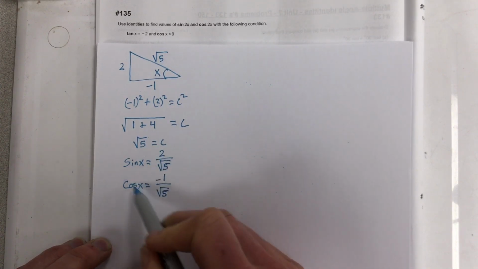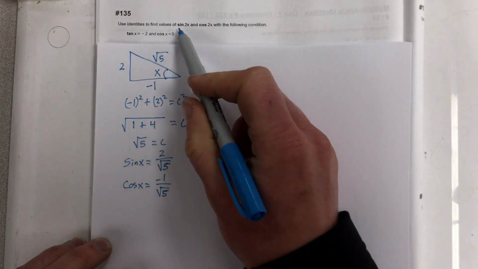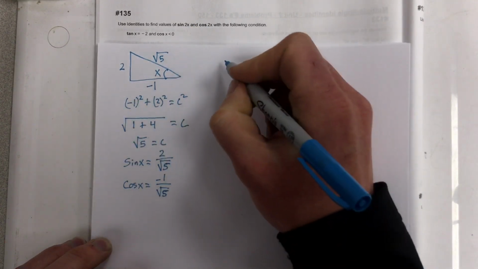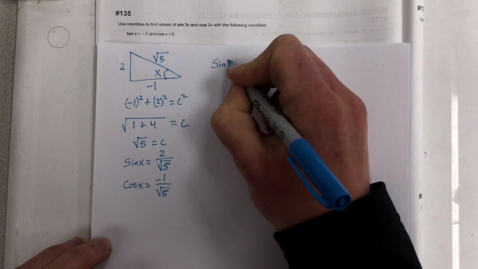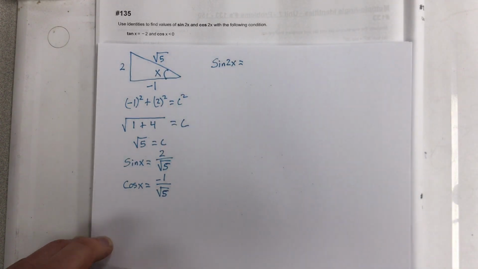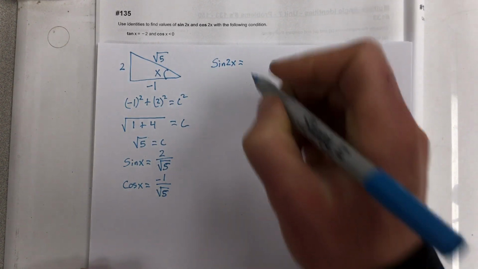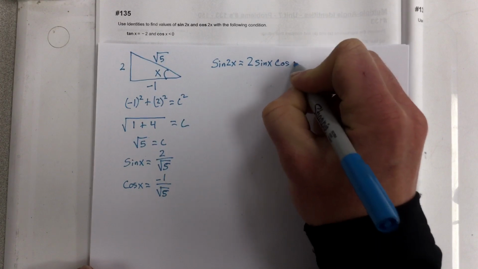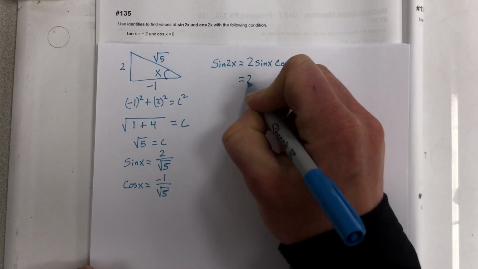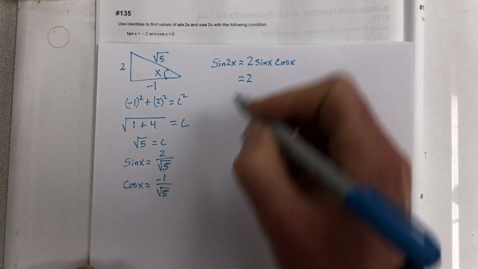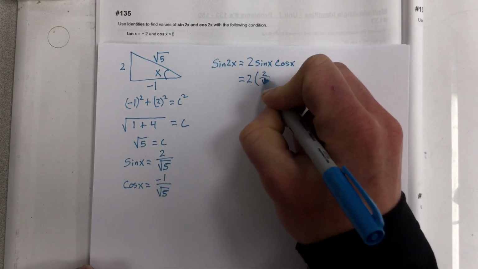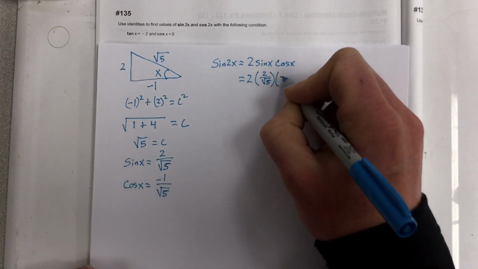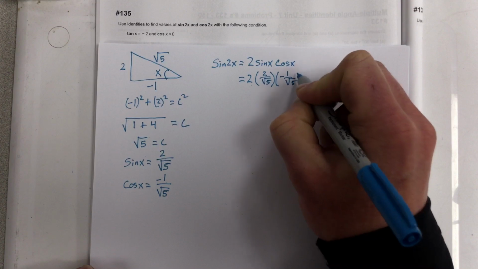So now I have sine x and cosine x, and they're going to help me find sine 2x, which is double the angle, and cosine 2x, which is double that angle. First thing I'm going to do is go to the double angle formula for sine. The double angle formula for sine is 2 sine x cosine x. So I can now substitute in sine x, which is 2 over root 5, and substitute in cosine x, which is -1 over root 5.